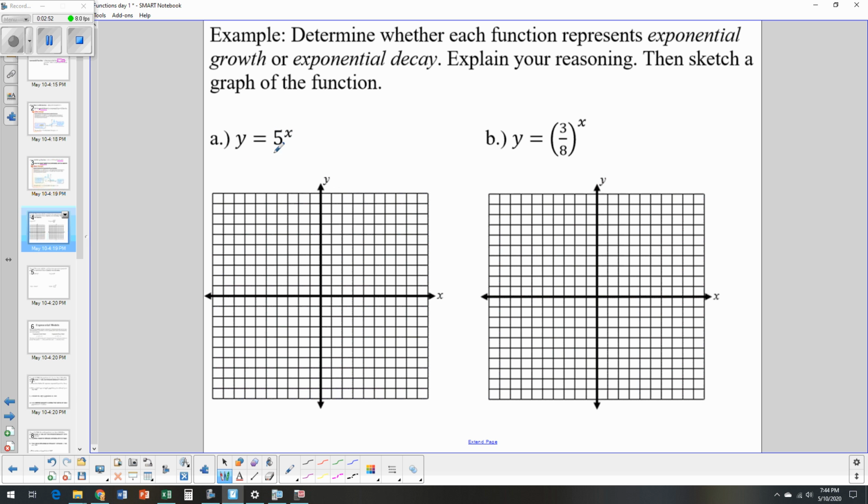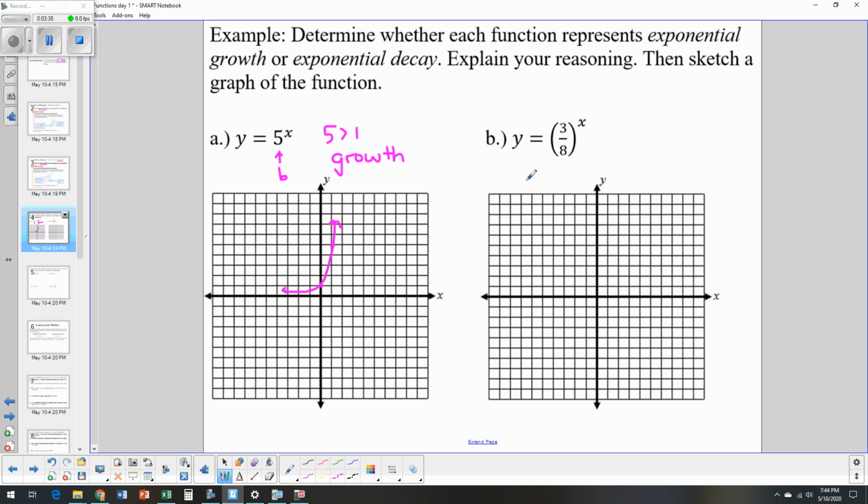So here in my first one, y equals 5 to the x. 5 is bigger than 1, right? 5 is greater than 1, making this a growth function, right? Any b that's bigger than 1 is growth. And if I wanted to do a quick sketch, we know that it passes through (0, 1), and then it passes through (1, b), and 5 was b. So it's going to pass through the point (1, 5). And we're just going to do a quick sketch. We're not worrying so much about all the points. And that's what that graph would look like.